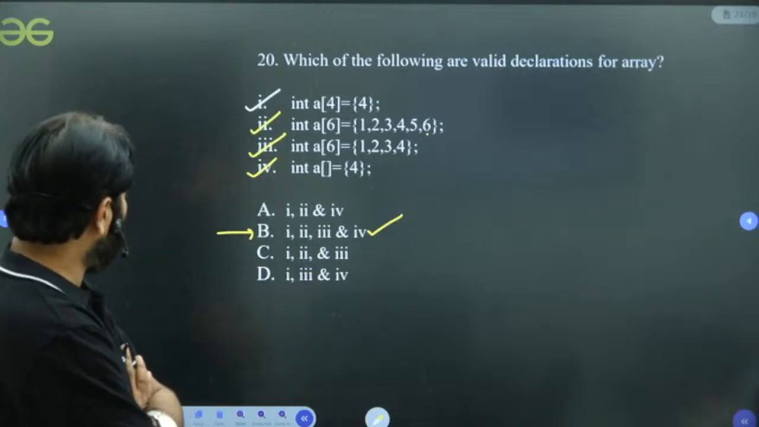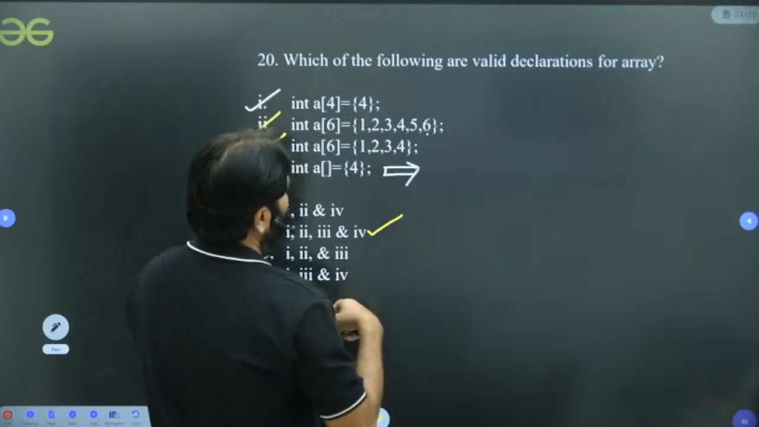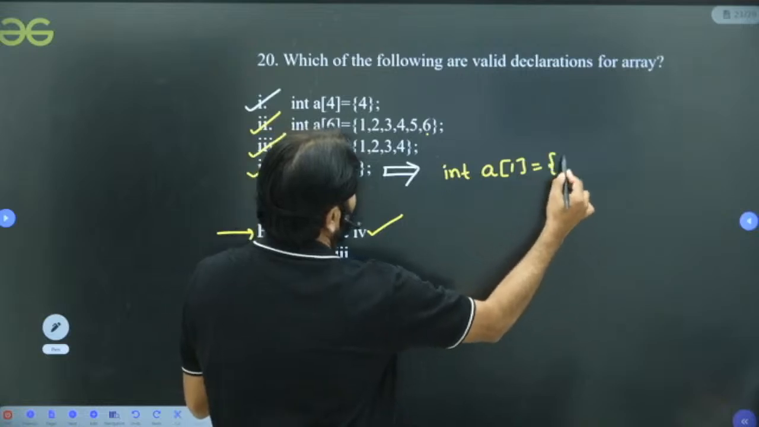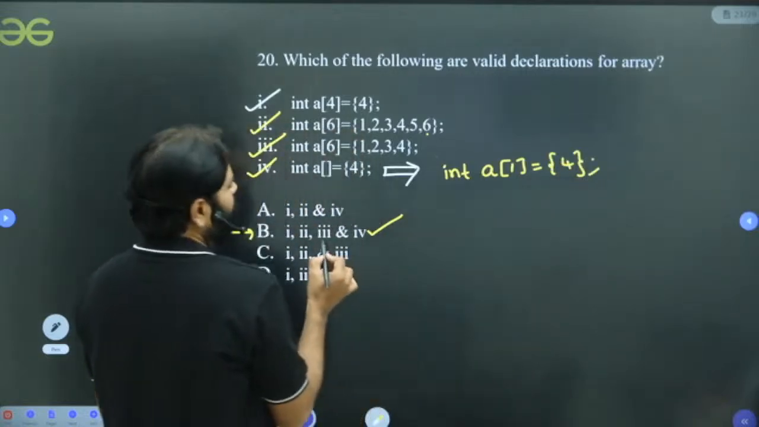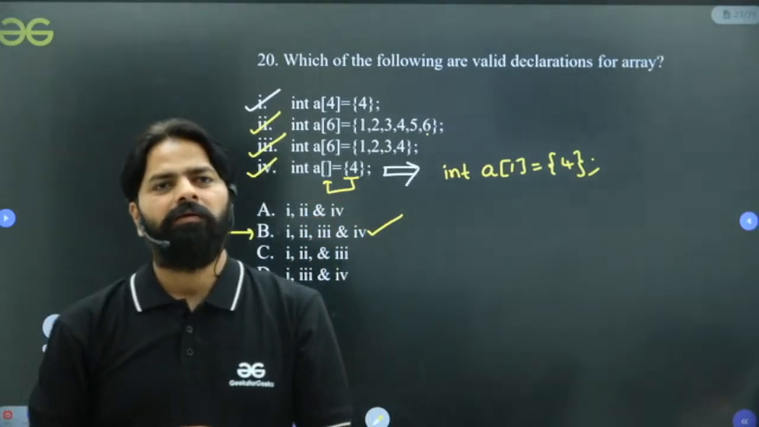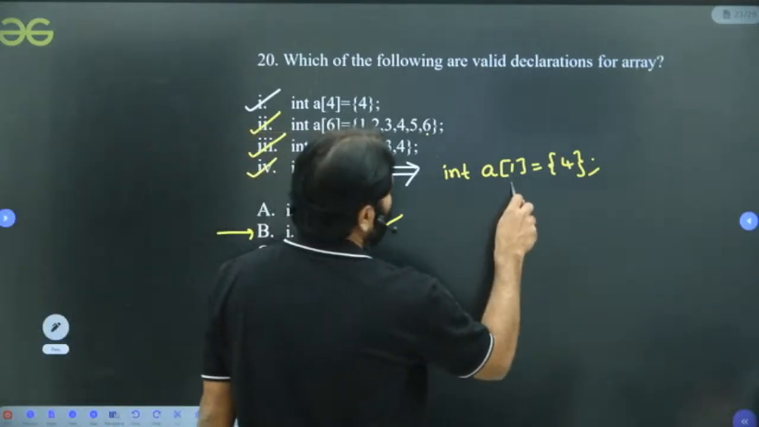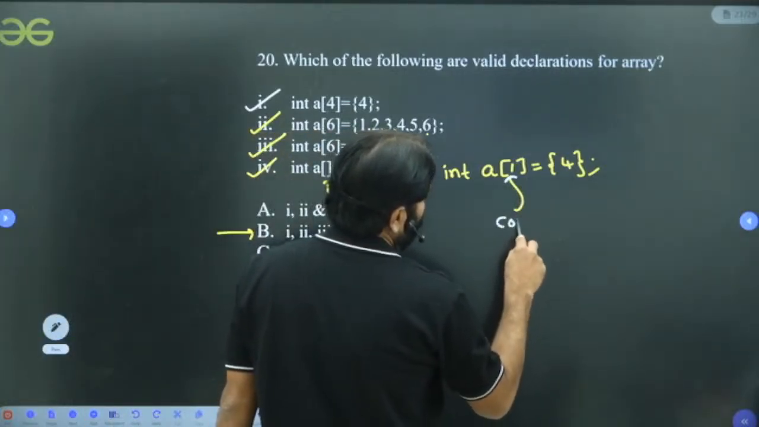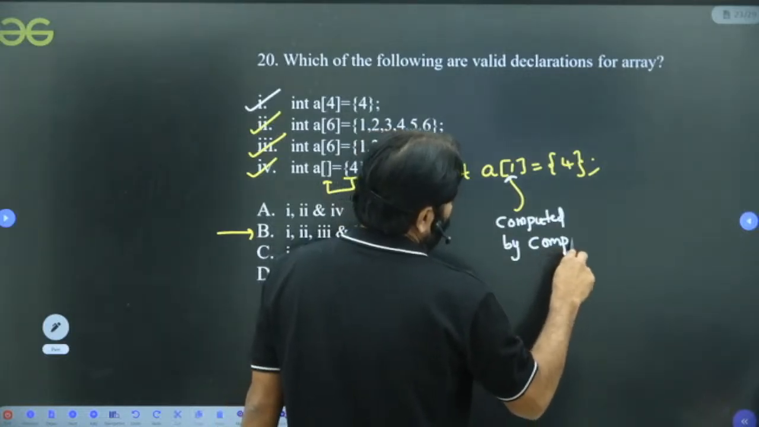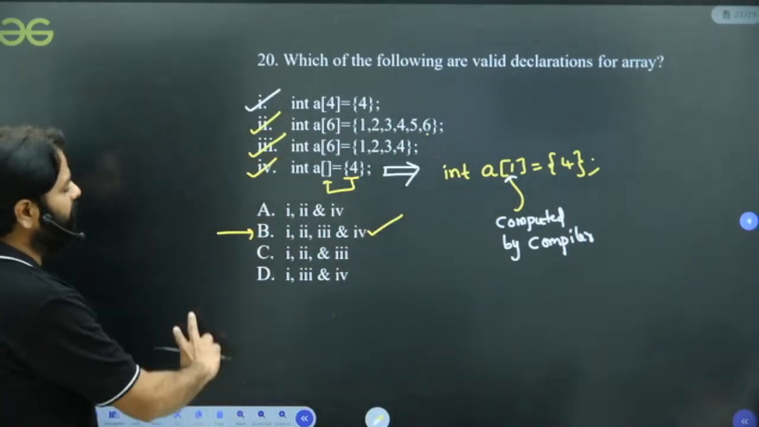Some people answer C. That means 4. Is it wrong? What is the meaning of this? It's the same as int a of 1 is equal to 4. Correct or not? Internally what happens? The number of elements is automatically assigned here by the compiler. This is computed by the compiler. The compiler knows how many elements you have assigned. Even though you didn't mention the size, it calculates based on the number of elements.